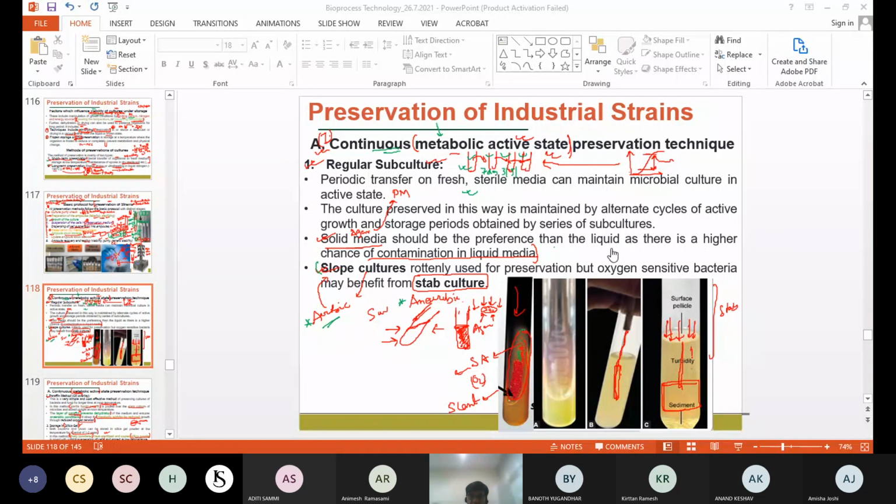Abhiraj, Abhiraj is not there anyway. So Abhiraj is absent. Amisha, Chinmay. See, everyone has to respond.